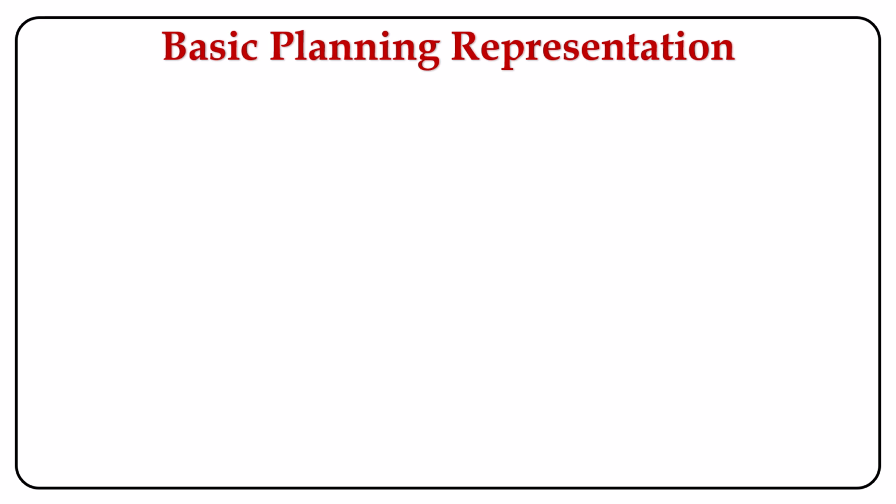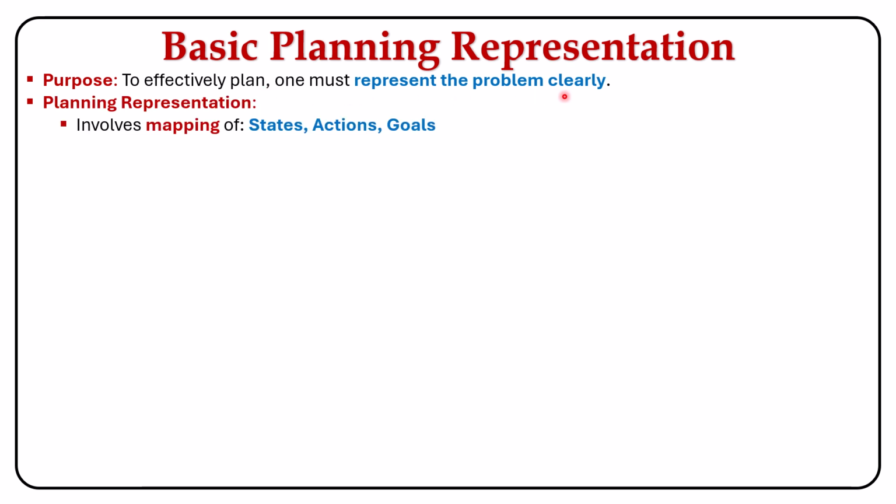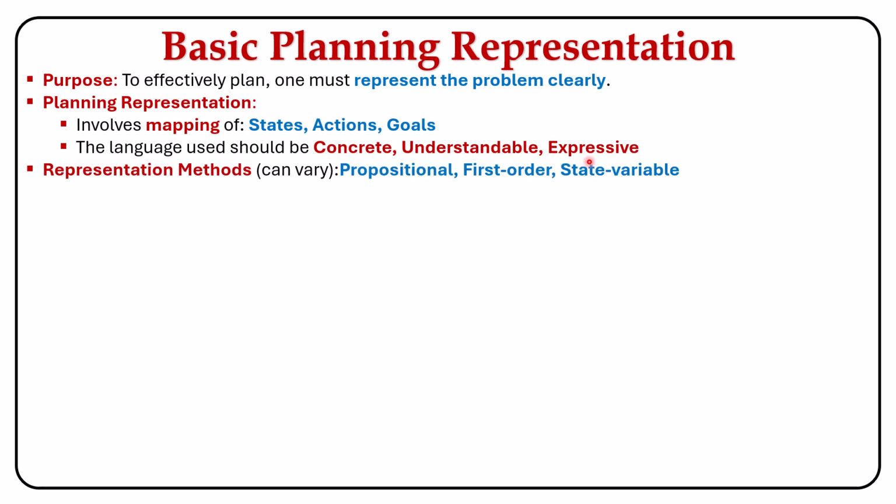Now let's learn about basic planning representation. The main aim is to plan effectively. So for this, one must represent the problem very clearly. Planning representation involves a mapping of states, actions, and goals. The language used for planning representation should be concrete, understandable, and expressive. The representation method can be varied. That is, it can be either propositional logic, first order logic, or state variables.